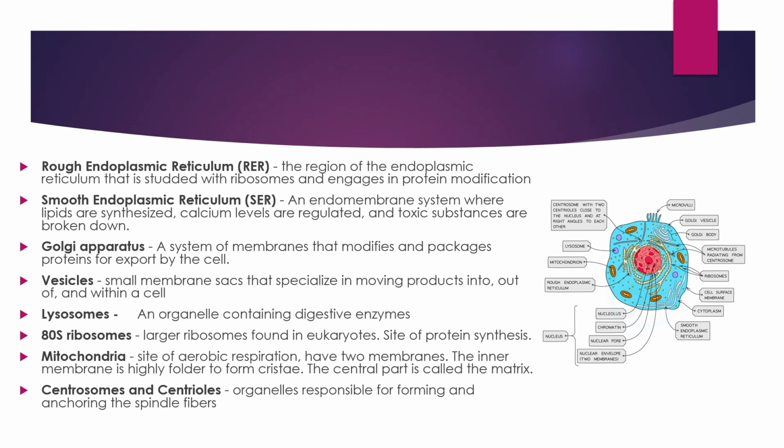80S ribosomes are larger ribosomes found in eukaryotes and the site of protein synthesis. Mitochondria are the site of aerobic respiration. They have two membranes. The inner membrane is highly folded to form cristae. The central part is called the matrix. Centrosomes and centrioles are organelles that are responsible for forming and anchoring the spindle fibres.